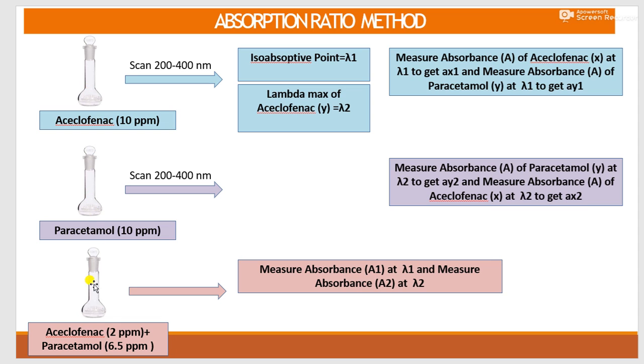These are the standard solution and sample solution that contains 2 ppm of aceclofenac and 6.5 ppm of paracetamol. These two solutions you have to simultaneously scan in UV from 200 to 400 nanometer. You will get the isoabsorptive point, that will be your lambda 1, and lambda 2 you can take as lambda max of any of the components.